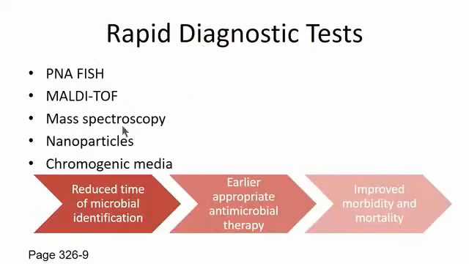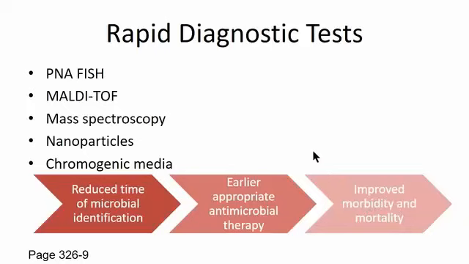So once again, these are the commonly used tests, and I have down here, in progressively fading fonts, the amount of evidence for these tests. So there's pretty good evidence that these tests can reduce the time of microbial identification, which makes perfect sense because that's what they're intended for. The evidence gets a little bit murkier when we talk about early appropriate antimicrobial therapy. I would say most studies would suggest that it can decrease the amount of time to appropriate antimicrobial therapy. However, there are really very few studies that actually show improvement in morbidity and mortality associated with the use of these tests.